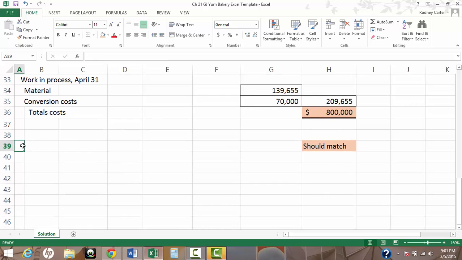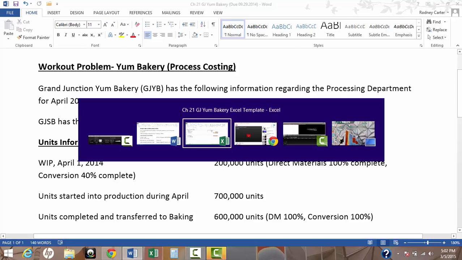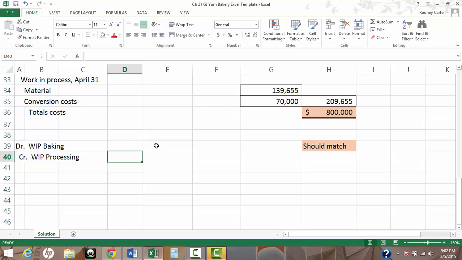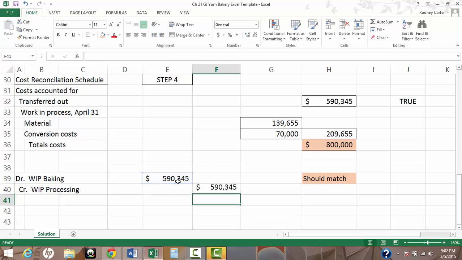If I put this journal entry in here, I debit WIP baking and I credit WIP processing. That makes sense. I need to lower the WIP processing and increase baking because we've transferred it to baking. You'll remember we're doing the processing department, and it goes from the processing department to baking to fulfillment. So what's the dollar entry here? $590,345. That's the amount we're going to transfer.